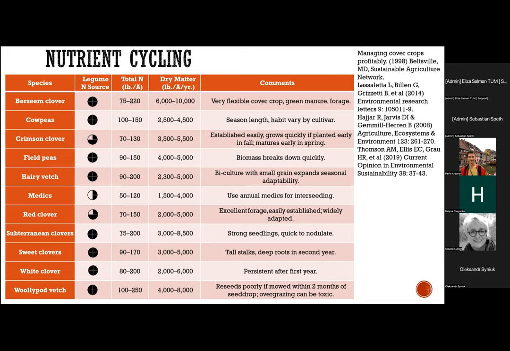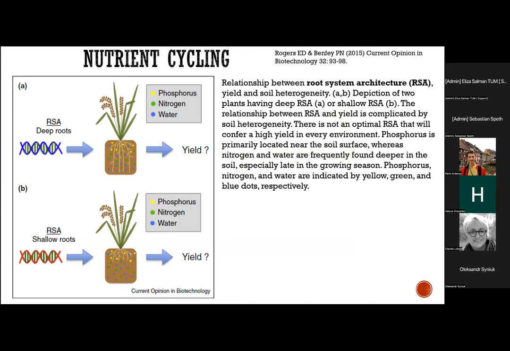But application of inorganic nitrogen with fertilizer may suppress nitrogen fixation and nodulation by legumes, and may also create a situation where the cereal benefits and outcompetes the legume crop. It's important to interplant or combine crops with shallow root systems, which can efficiently mobilize phosphorus localized in near-surface soil layers, and crops having a deep root system, as in deep layers there are, let's say, higher pools of nitrogen and water.